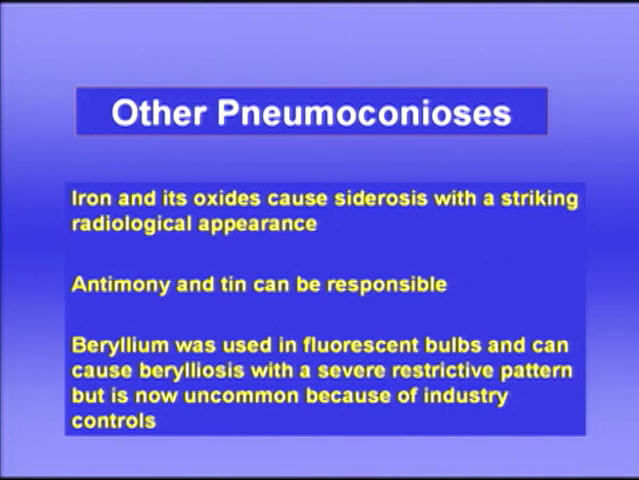Now that used to be used in fluorescent bulbs a lot, and it can cause a severe restrictive fibrosis of the lung. That's called berylliosis. Fortunately, we don't see that nearly as much now because fluorescent bulbs don't use that in them, but at one stage that was a very serious problem, and the cause was these fluorescent bulbs.